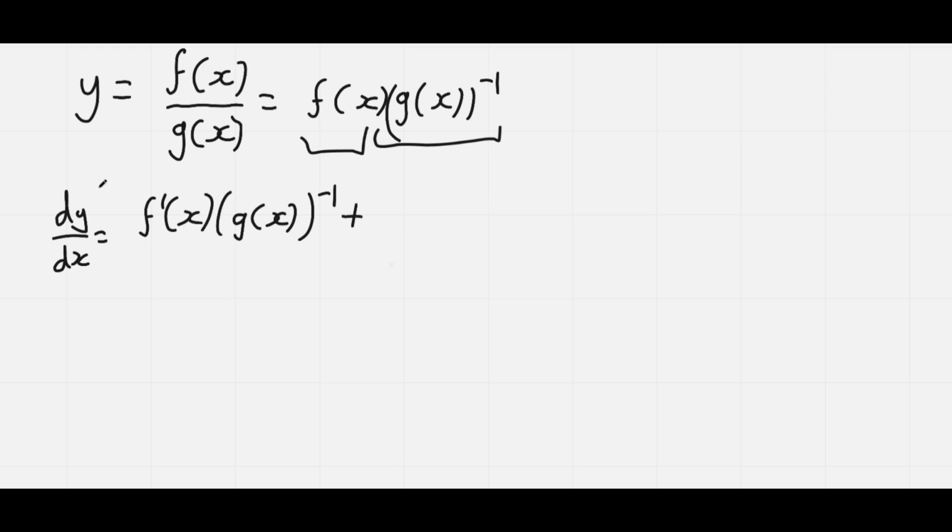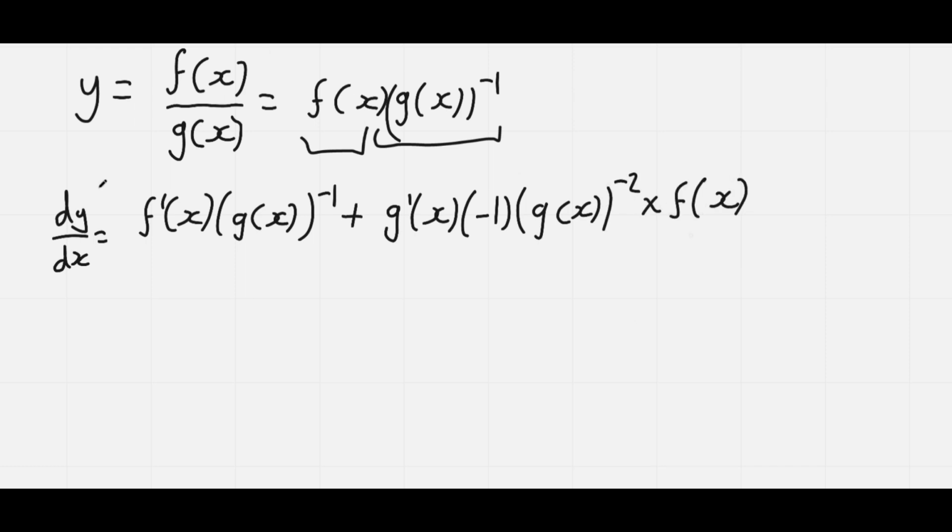We're then going to add, differentiate the inside, so it's going to be g prime of x. We then differentiate the outside, so minus, and we plug it back in. We change the power, so it's going to be -2. We've got to times it by the f of x. So that's our first line done.